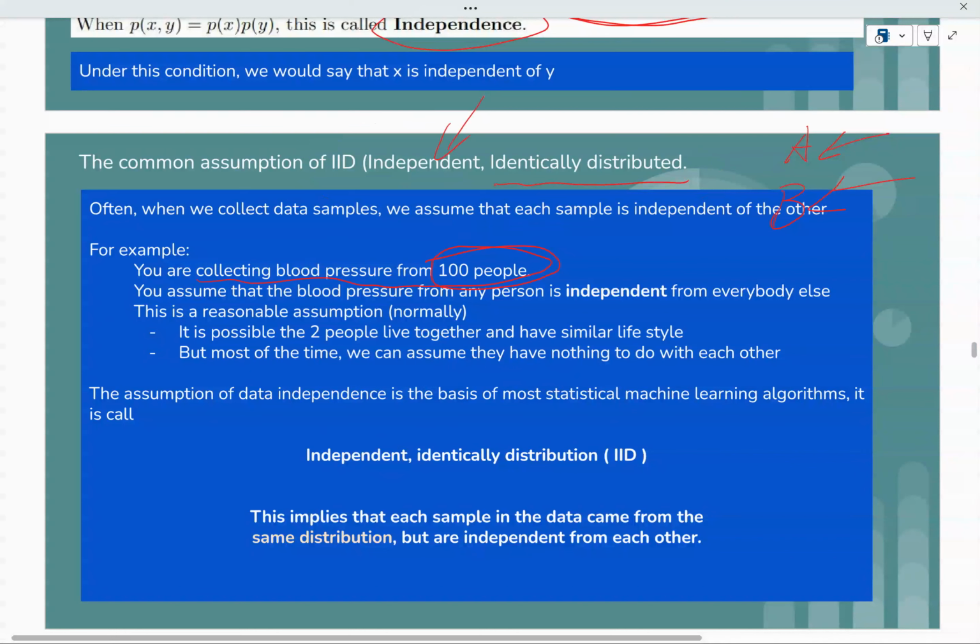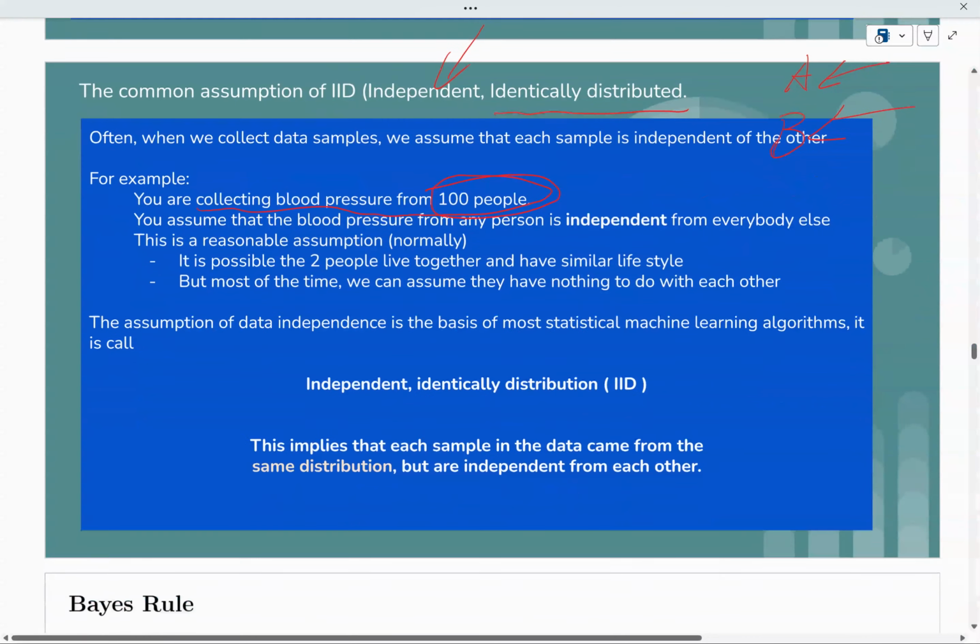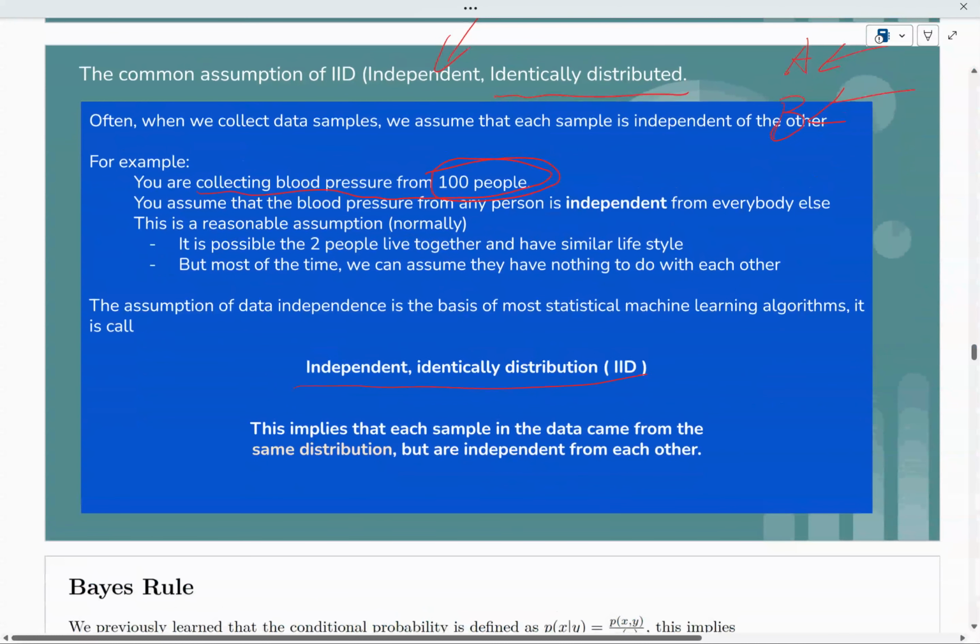That's a very strong assumption, implying that when you collect data, you need to make sure person A has nothing to do with person B, they're not related, and nothing to do with person C. Most of our algorithms have this assumption. And this is called the IID assumption, independent and identically distributed.